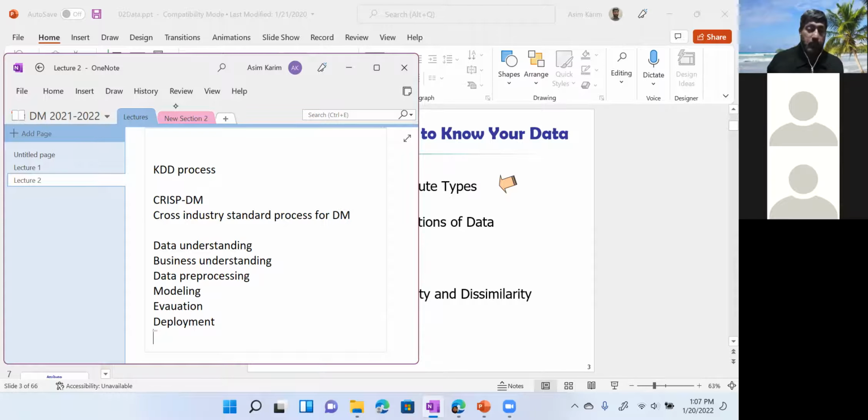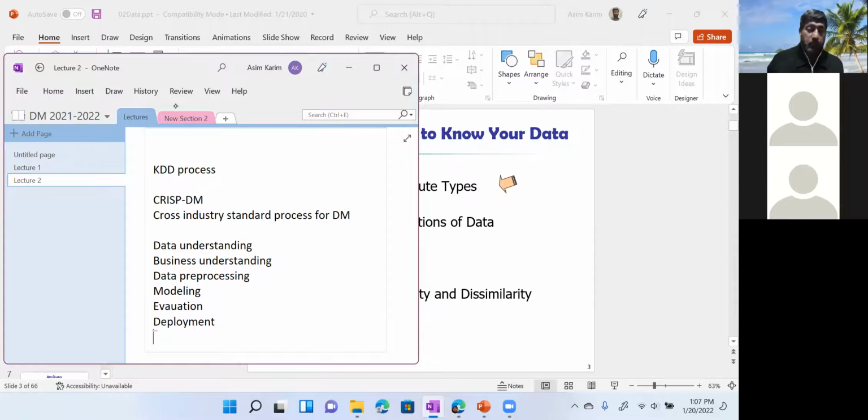After pre-processing comes modeling. This is where you do the main data modeling and application of the data mining algorithm. This is where you have, for example, association mining, classification, clustering, or outlier analysis and so on. So that's the modeling part.